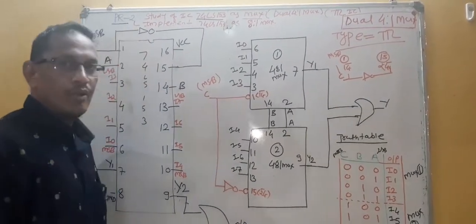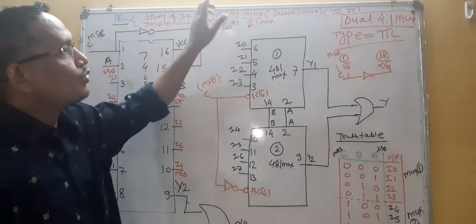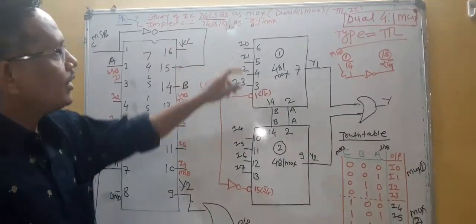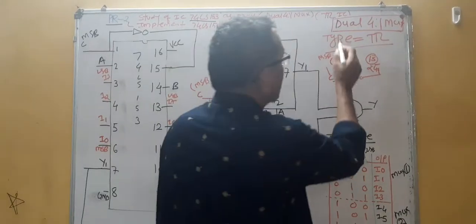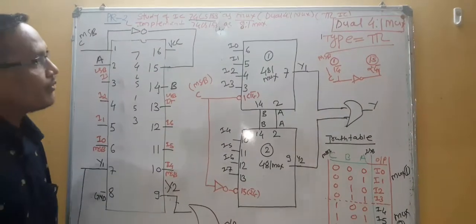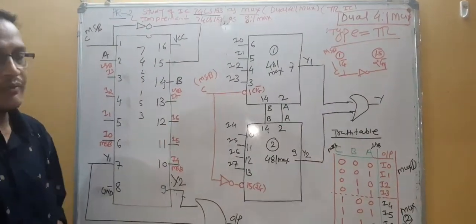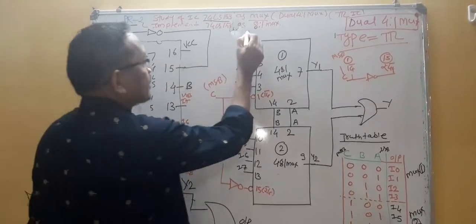In the previous video, we already defined how to use 74LS153 as a 4:1 multiplexer. The name of the IC is dual 4:1 multiplexer, and the type of this IC is TTL IC. We already defined that in the previous video. In this video, we will define how to use 74LS153 as an 8:1 multiplexer.